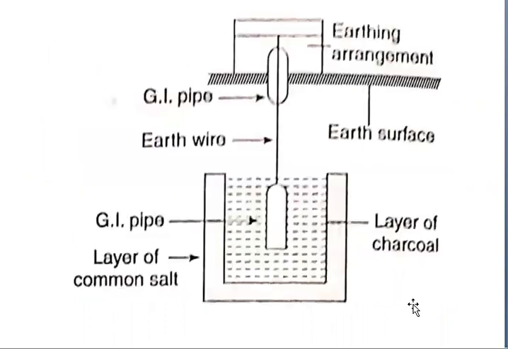So this is the construction diagram of the pipe earthing. What we are using here is a GI pipe, and around it, around 15 centimeters, we are using a layer of charcoal, and this is the layer of salt. This is the earth wire, and this is the GI pipe earthing arrangement. So why are we using this? To provide earthing, we have to use pipe earthing or plate earthing. Pipe earthing is done here.